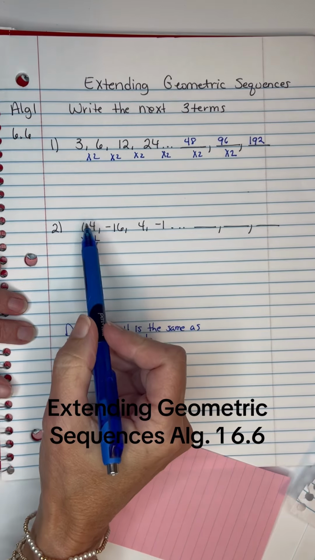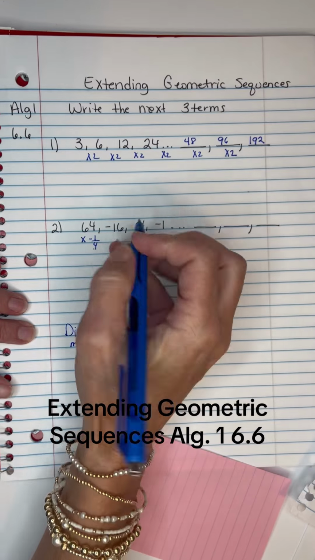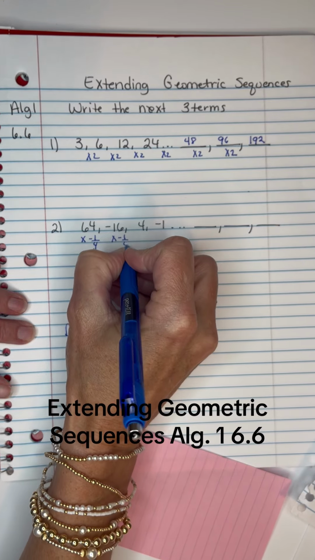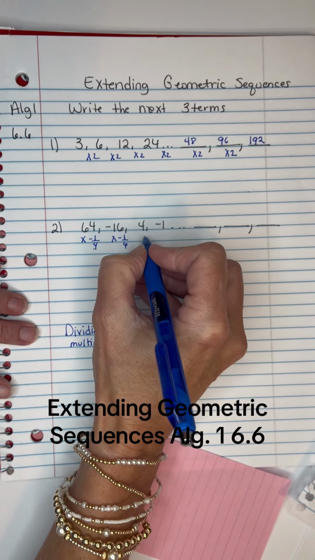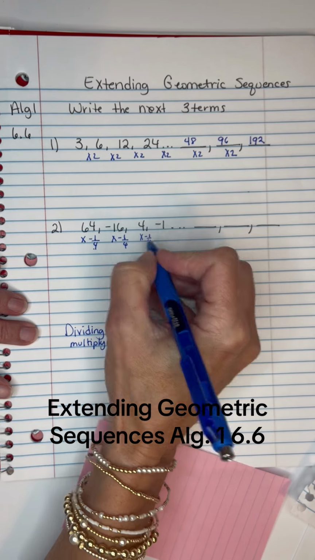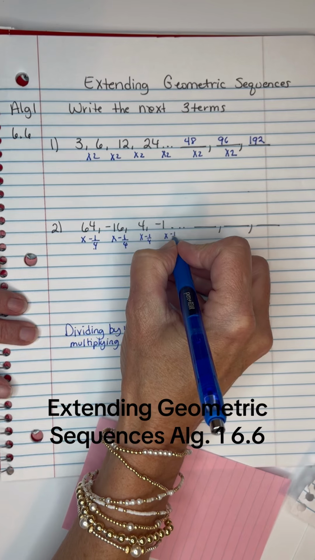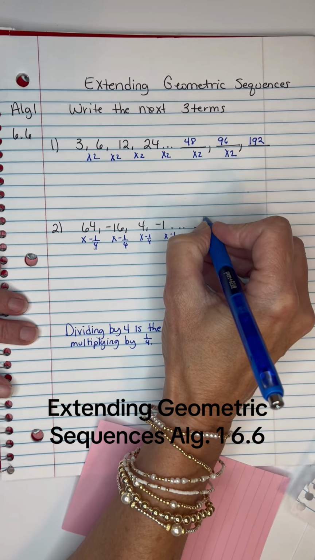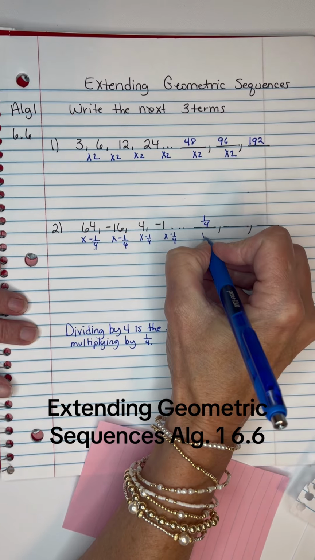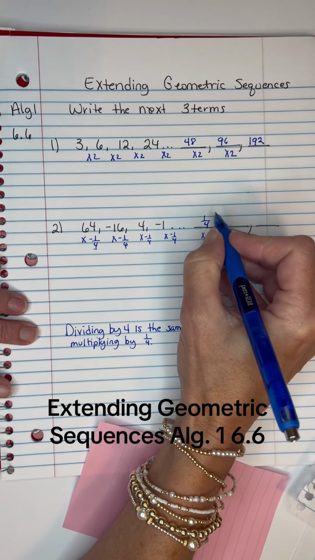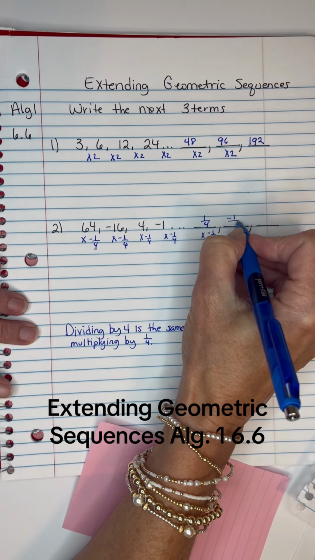So if I multiplied 64 times negative 1/4, I would get negative 16. And negative 16 times negative 1/4 would be 4. And 4 times negative 1/4 would be negative 1. So I have negative 1 times negative 1/4, which would be a positive 1/4. And then 1/4 times negative 1/4: 1 times negative 1 is negative 1, and 4 times 4 is 16.